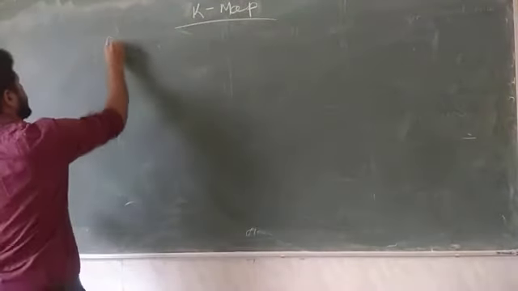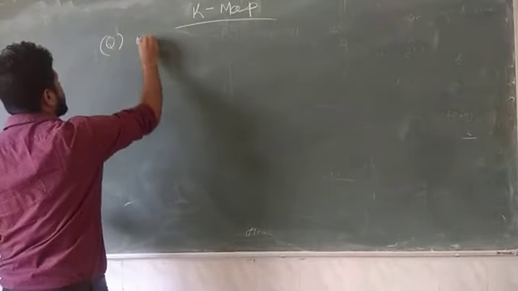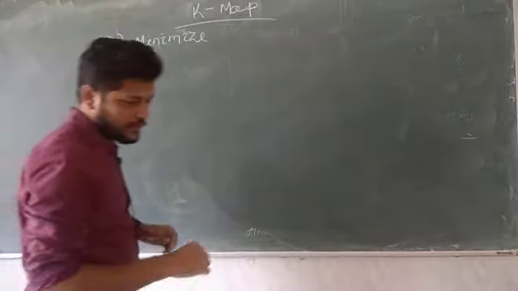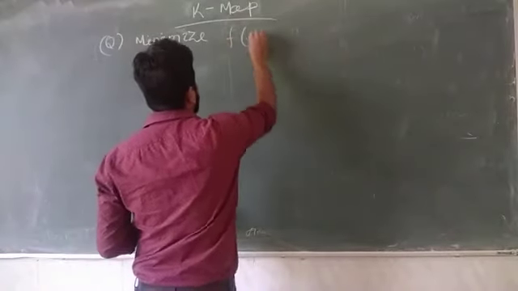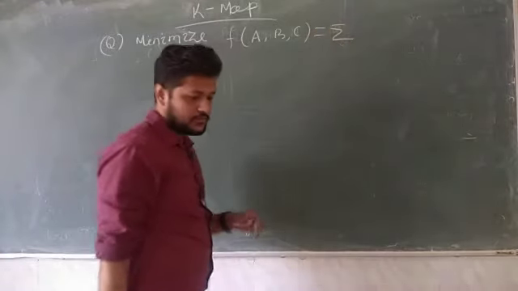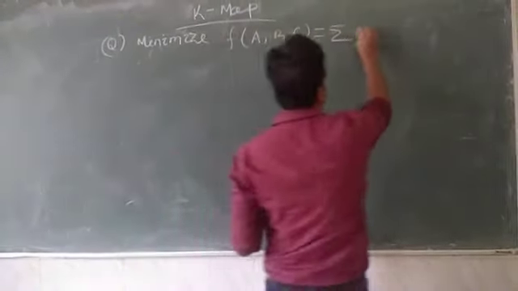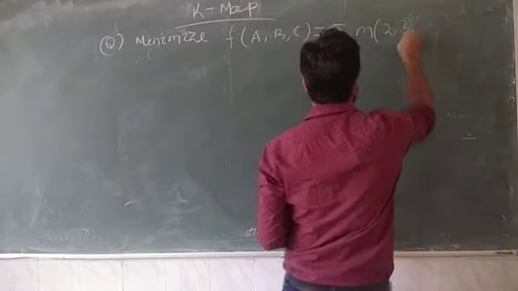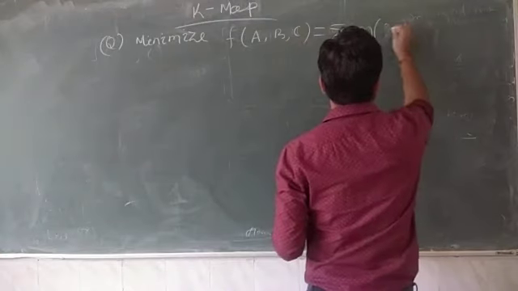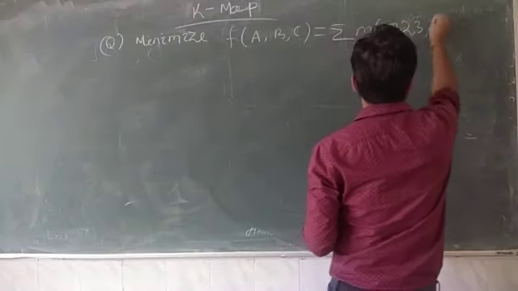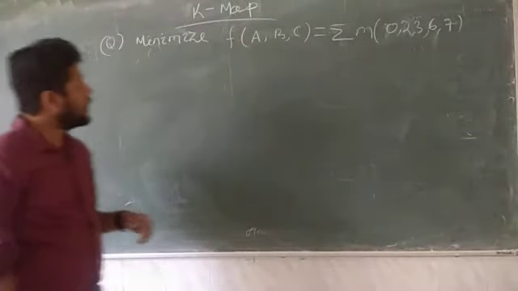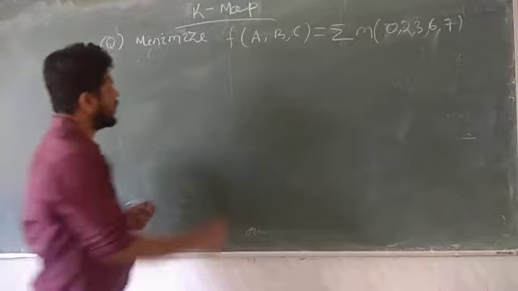So the question is, minimize, and the function is given as f(a,b,c) is equal to summation of min terms 0, 2, 3, 6, 7. So this is the expression they have given you, and you need to minimize the expression. So how to minimize this expression?